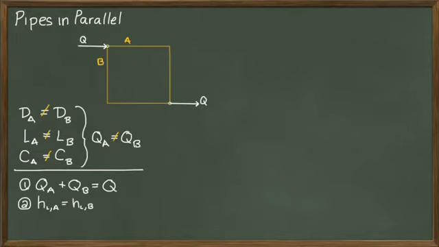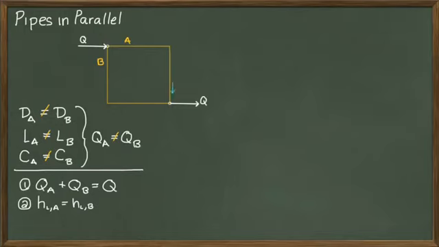We express this as the head loss in pipe A being equal to the head loss in pipe B. In other words, the amount of energy lost in pipe A, regardless of the diameter, roughness, or length of pipe A, is going to be the same as the head loss in pipe B. How is this possible? Well, water will travel the path of least resistance.